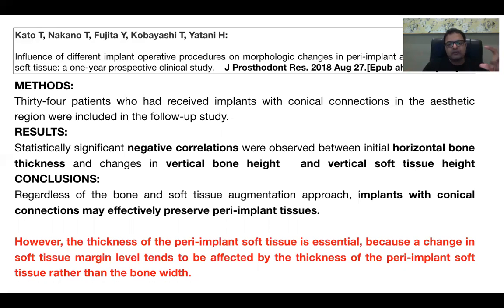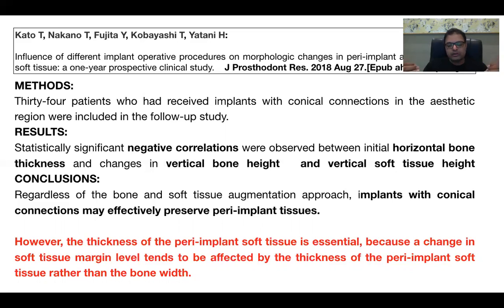you have generated 4 mm, 3 mm, 3.5 mm of tissue above the mouth of the implant, you will have stable crestal bone around. One of the important findings of the study is that the thickness of the peri-implant soft tissue is essential, because change in soft tissue margin level tends to be affected by thickness of the peri-implant tissue rather than bone width. So what it means is you may have more than 2 mm of bone on the buccal and the lingual sides of an implant, but if you have 1 mm of tissue, the amount of bone that you have becomes immaterial.